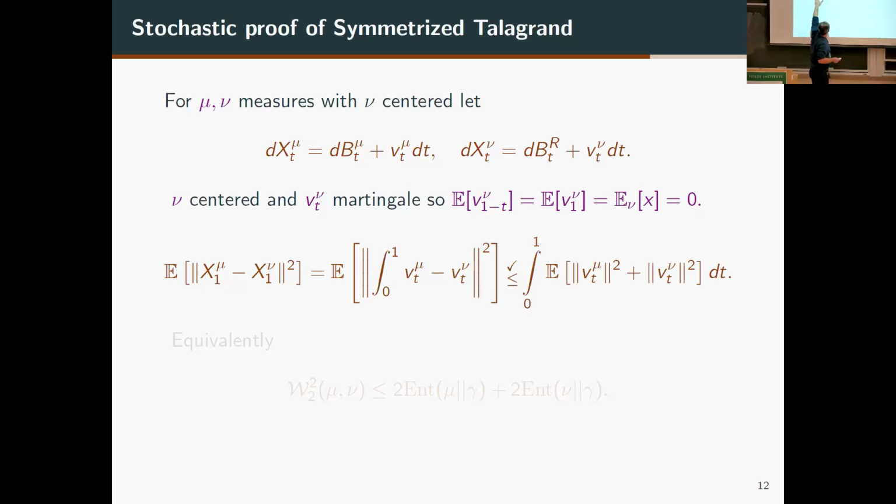So we can take the difference between the 2 couplings, it's a difference between the 2 drifts, and because they are adapted to reverse filtrations, the cross term simply disappears. So we are left with the thing we wanted, which I wrote with the word equivalently, and this is not correct. It implies the symmetrized Talagrand inequality, but it actually implies something stronger. It implies that there is a coupling, which in general is not the optimal coupling, which is still bounded by the sum of the entropies. Any questions?